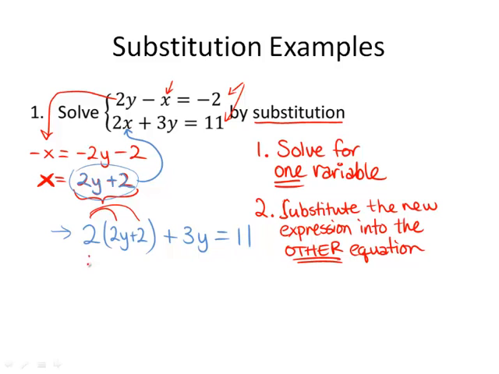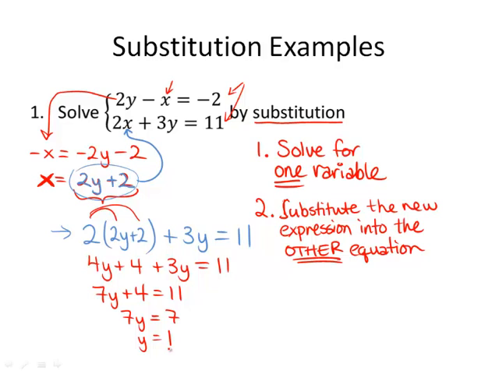Let's expand. We get 4y plus 4 plus 3y equals 11. Combine like terms, you get 7y plus 4 equals 11, which gives us 7y equals 11 minus 4, which is 7, and y therefore divided by 7 equals 1. We have now one part of the point which we need.